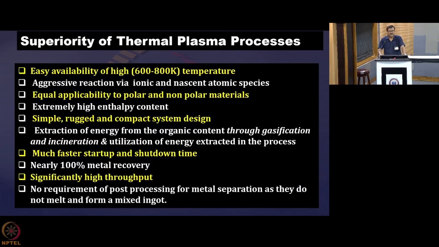So, to summarize, superheated thermal plasma processes, easy availability of high temperature. This may be 600 to 800 Kelvin, but that is not the thing actually. High temperature is 6000 to 8000 degree Kelvin. Now, aggressive reaction via ionic and atomic species. So, the high temperature what you are seeing here, it should be 6000 to 8000 degree Kelvin. Then aggressive reaction via ionic and nascent atomic species.